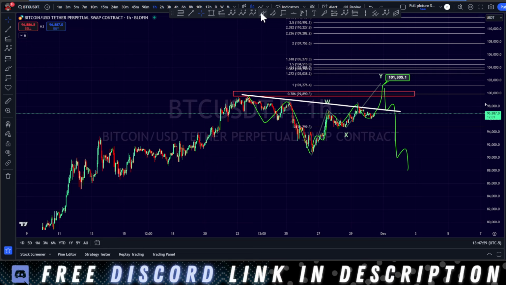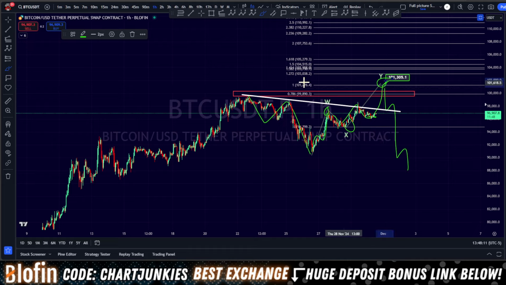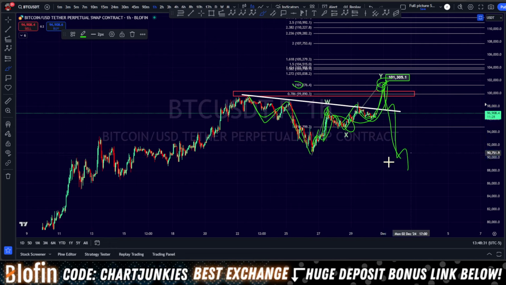Now, looking at this structure, if this is the bottom here, I can get a WXY situation that comes up to 100K, 101K. It's the one-to-one extension, just pulled from here to here to here. So we have a correction up, correction down, looking at a correction up. That's a double correction, WXY, up to 100K. And then from there, we can get our flat where we have a correction down off the all-time high top, correction up that broke the high, impulse down. You guys know I love flats. Bitcoin always flats. That's why I love it.